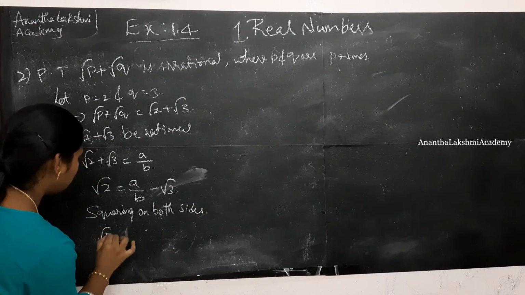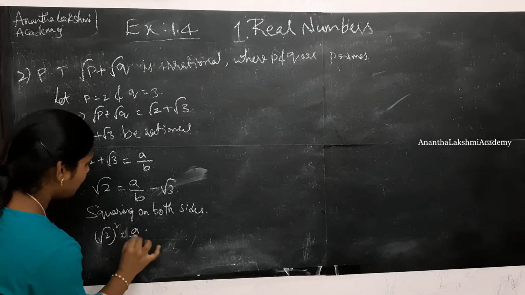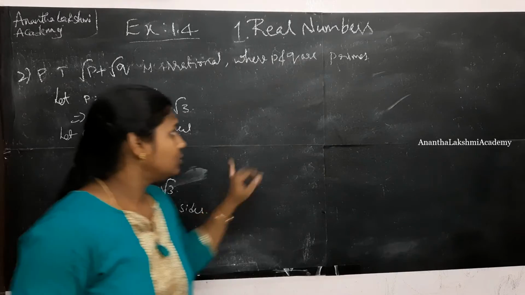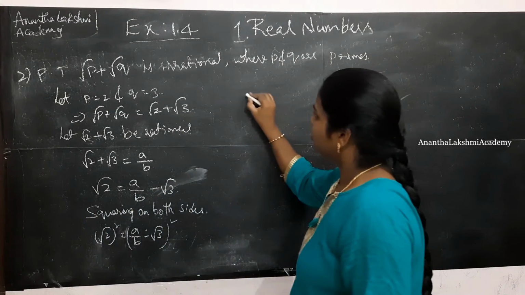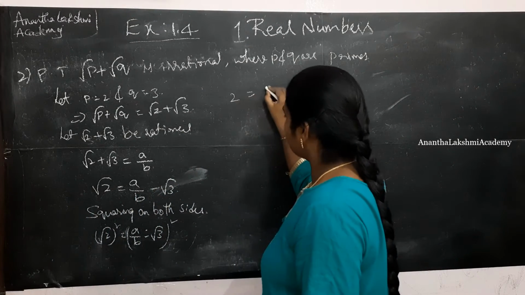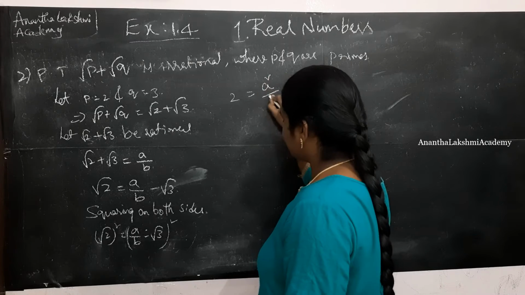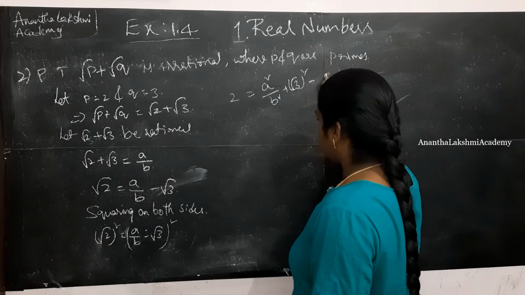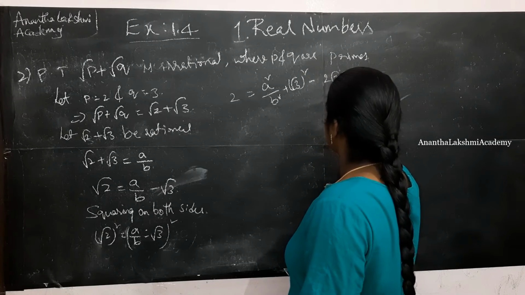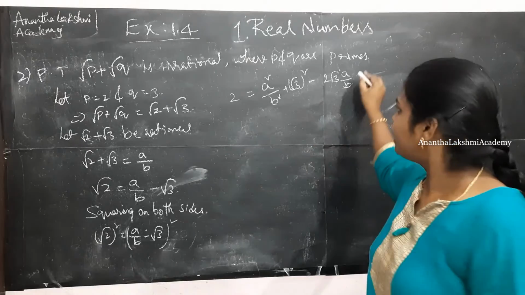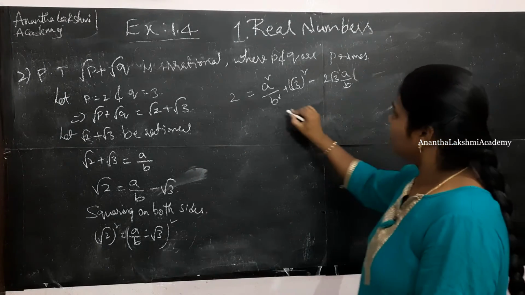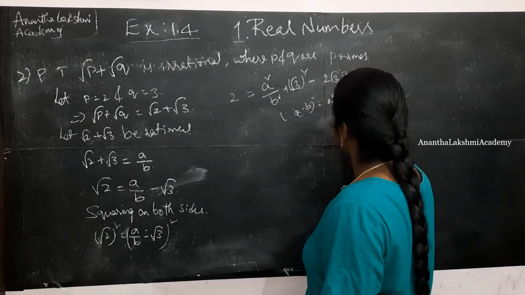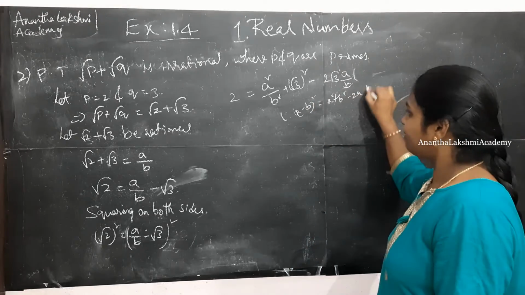What happens now? Root 2 whole square is equal to a by b minus root 3 whole square. Alright, now I'll be writing it over here. Root 2 whole square is 2, which is equal to a square by b square plus root 3 whole square minus 2 root 3 a by b. I have just expanded the formula of a minus b whole square. a minus b whole square is equal to a square plus b square minus 2ab. That is what I have expanded.